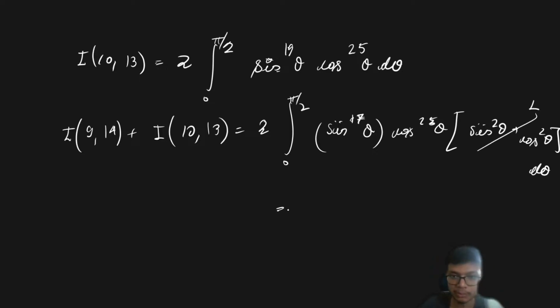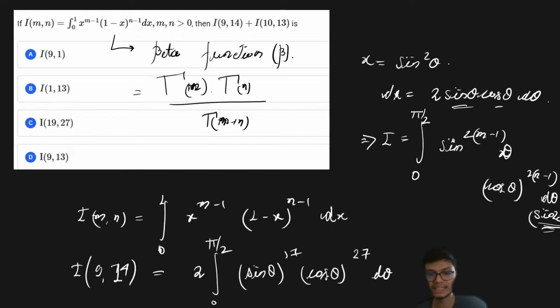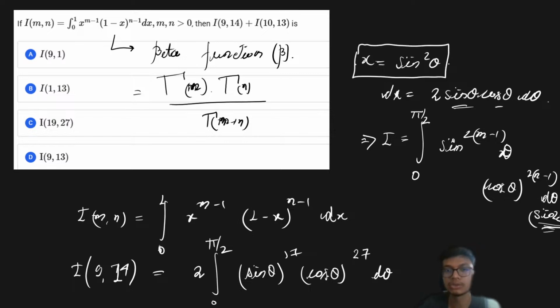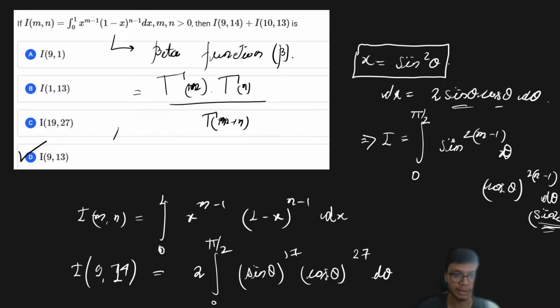So ultimately this particular expression is going to simplify as I times of I(9,13), right? I hope this is clear. So therefore, we don't need to solve for the integral expression. If we just apply this particular simplification, then the question is very, very simple. We have to represent the I(19,14) plus I(10,13) in terms of I(m,n), right? So ultimately, the solution of this question is going to be option number D over here.